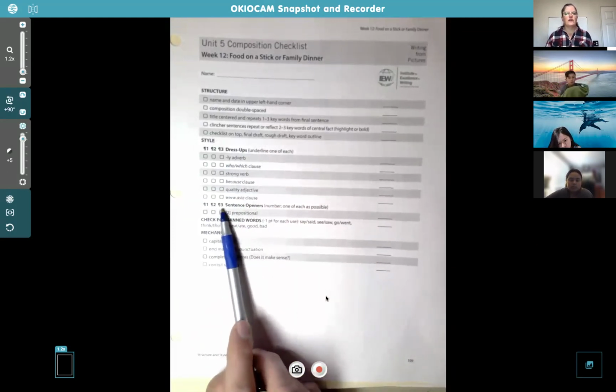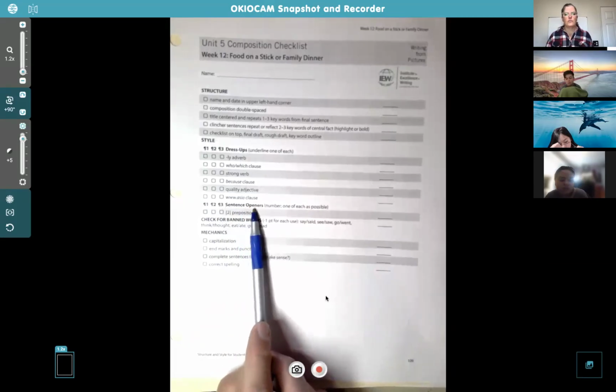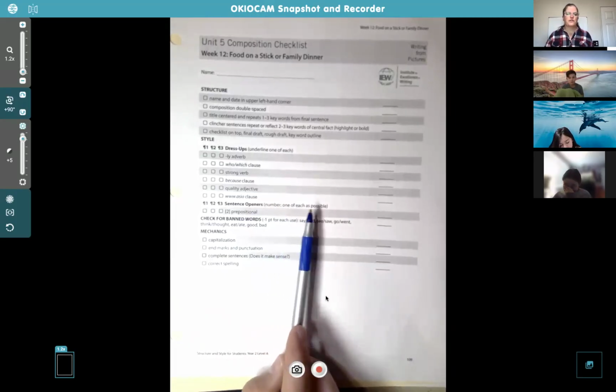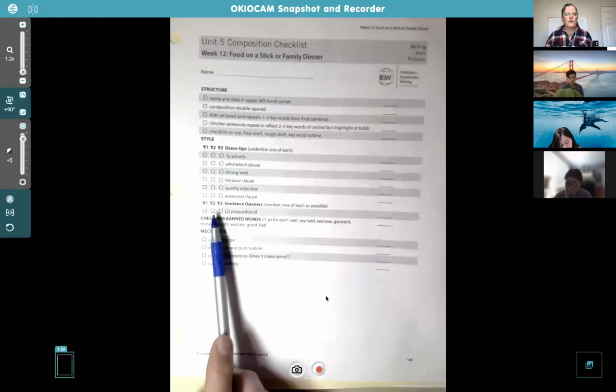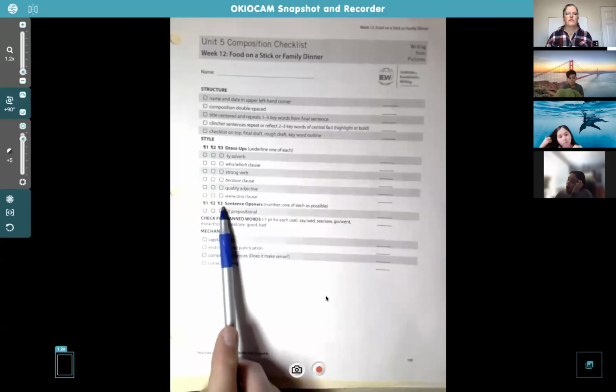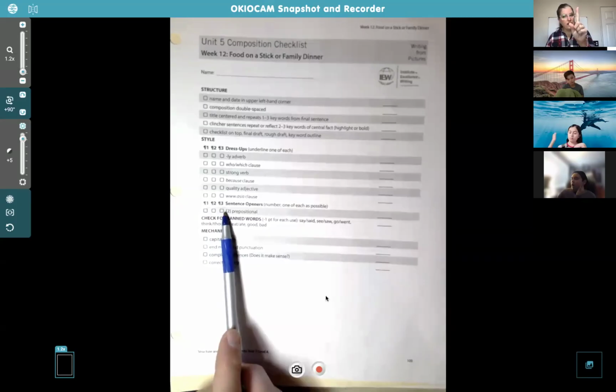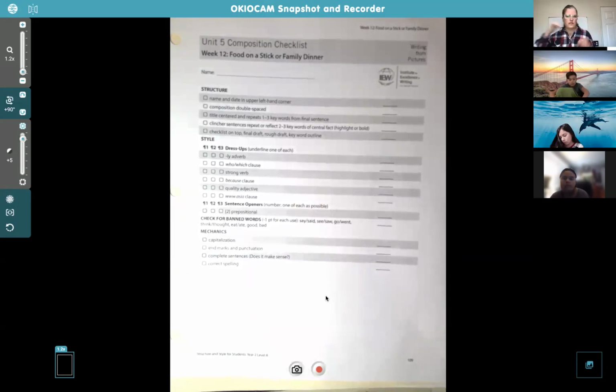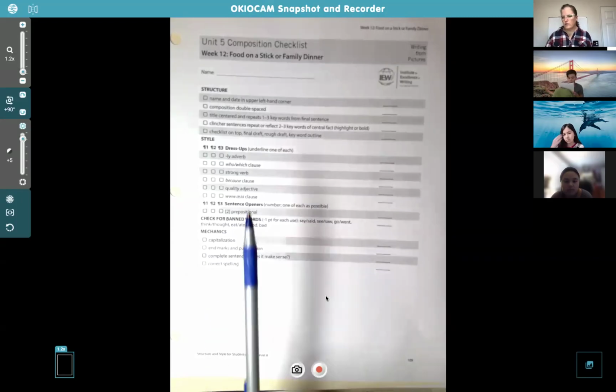And then look under your dress ups. You see where it says sentence openers? It says number one of each as possible. So notice you have your three boxes. You have first paragraph, second paragraph, third paragraph. So you only need one of these in each paragraph. And notice how it shows you with the two with the bracket. That's how you label these things. You put a two in a bracket right before the sentence. You guys have any questions about those openers?